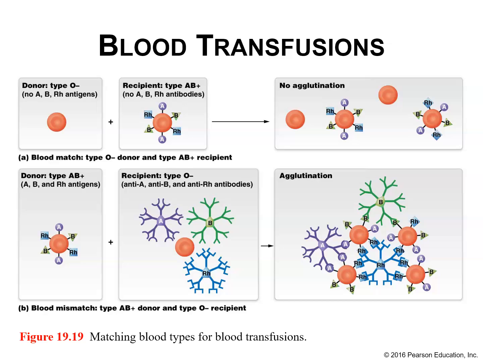So therefore, you're going to have agglutination, because the donor has all 3 of these antigens that each of these antibodies can react with, as you can see here. The A antigen is reacting with the anti-A antibody, the Rh antigen is reacting with the Rh antibody, and the B antigen is reacting with the anti-B antibody. And that will cause a blood mismatch, and that's going to cause a transfusion reaction.